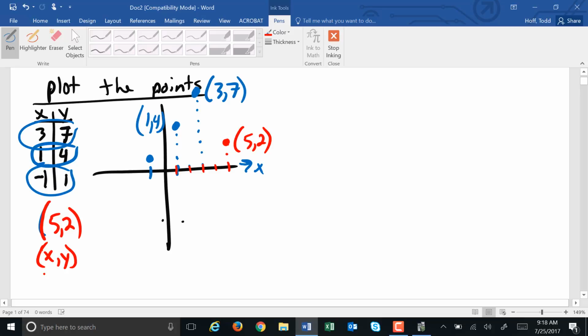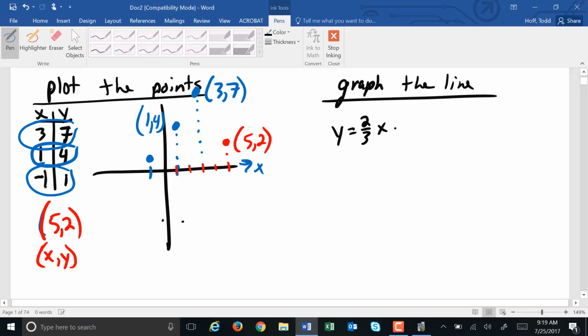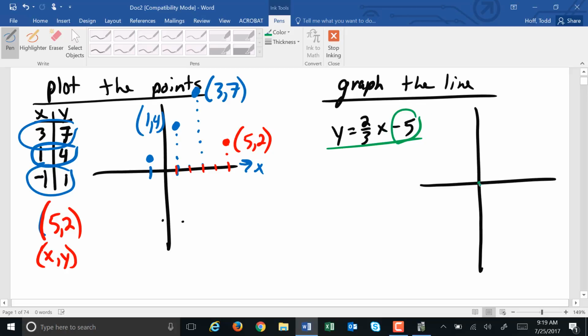But if I'm graphing from an equation, I'm graphing a line, like y equals 2/3 x minus 5. There, I start by going up and down first. The -5 tells me from the center I go down 5. That's my first point. Then the number multiplying the x is my slope.